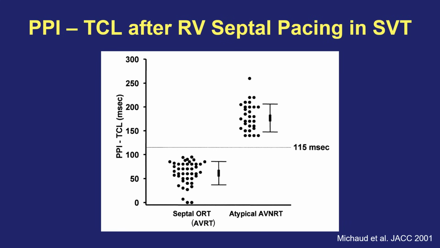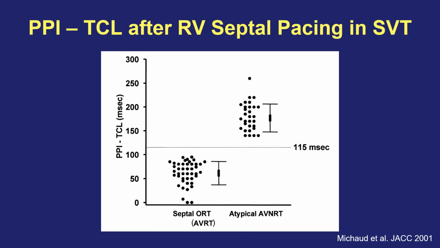And they looked at specifically AV-NRT from septal ORT or AVRT. Remember, if you have an eccentric activation sequence, a lateral accessory pathway way over on the right or way over on the left, you don't really need these maneuvers to help distinguish from AV-NRT because the eccentric atrial activation itself can rule out AV-NRT. So a lot of these maneuvers are designed to distinguish AV-NRT from AVRT when you have a septal pathway, when you have a concentric activation of the atrium during tachycardia.